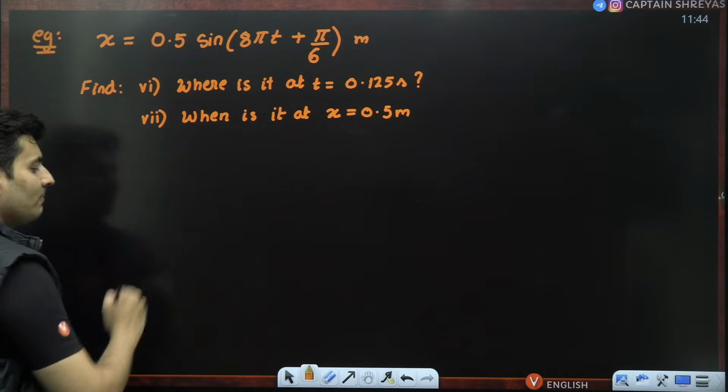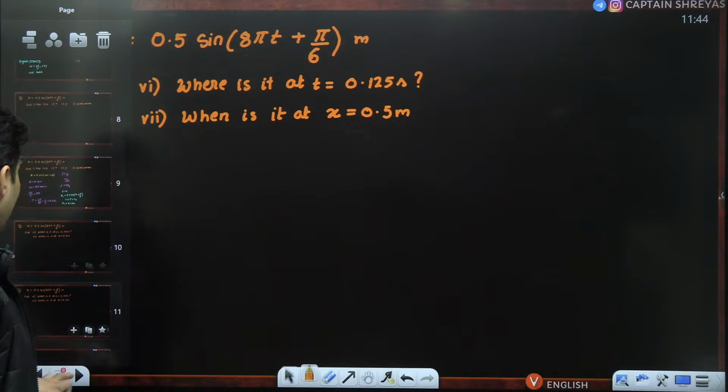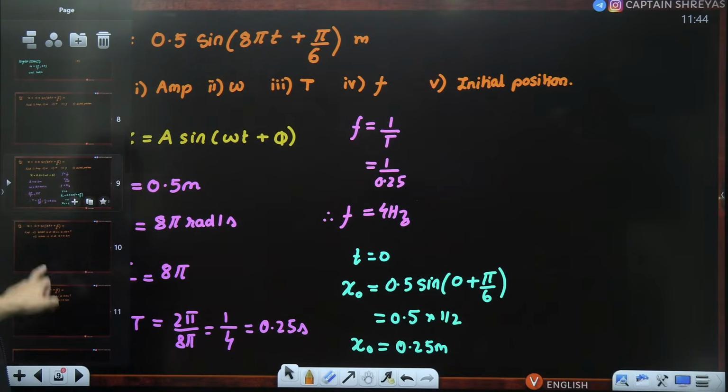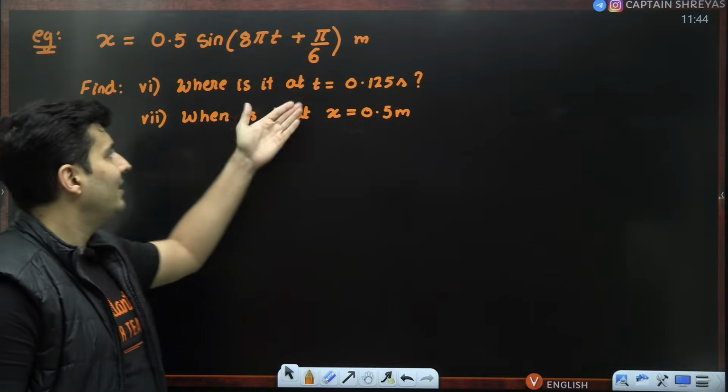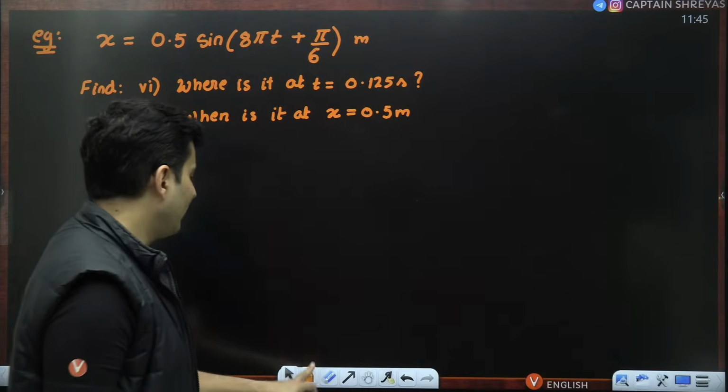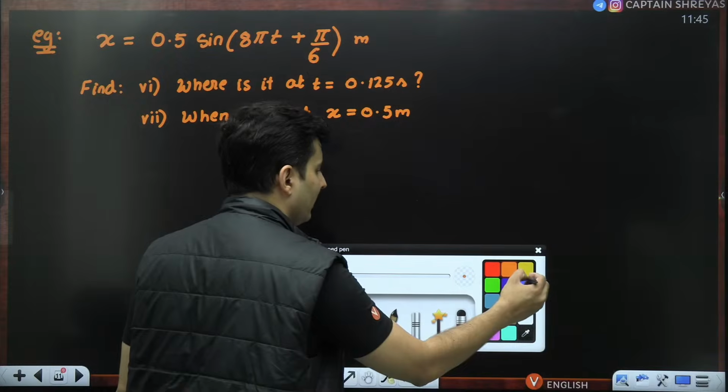Okay, so try to solve this. These are additional questions in the same thing. When is it at x equals 0.5? Where is it at t is equal to 0.125 seconds? Let's try to solve it one by one.